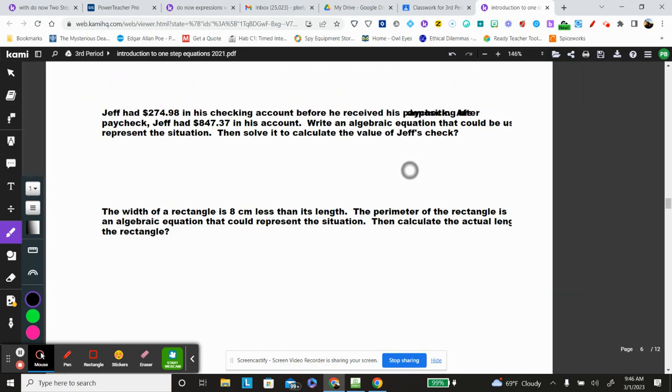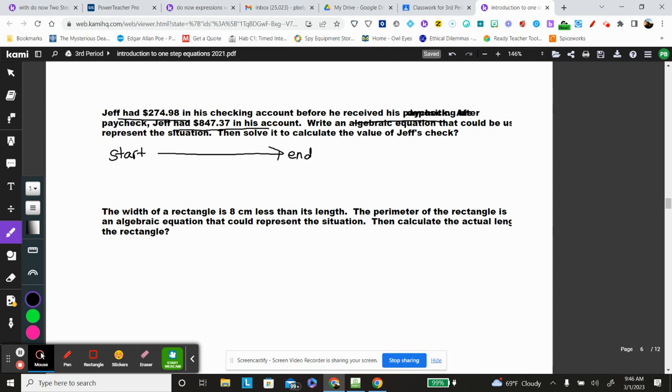Okay, all right. So y'all, the problem says write an equation that can be used to represent the situation. Jeff started off with $274.98, and then he got his paycheck, and after his paycheck he had $847.37. Then tell me what his check value was. All you do on something like this is tell me where you start and where you end, and that's gonna help us build our equation.